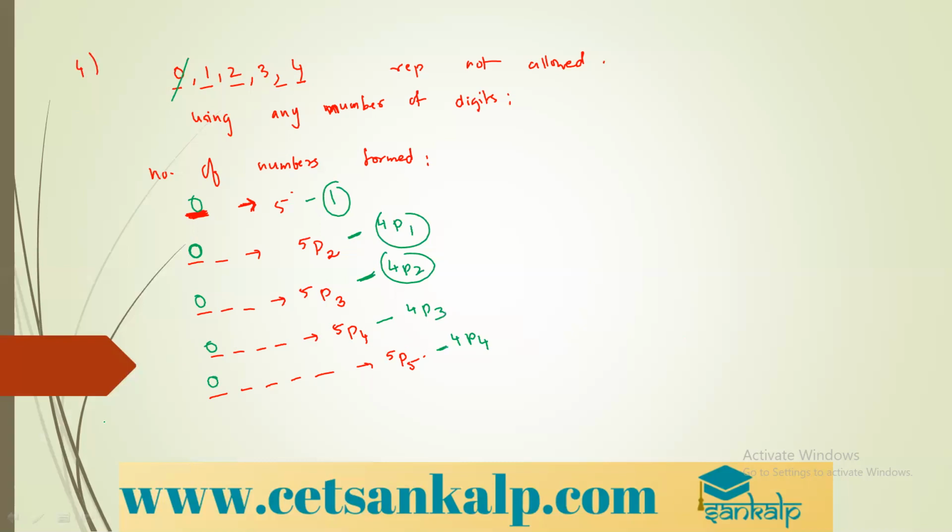So what will the final answer look like? You will have 5 plus 5P2 plus 5P3 plus 5P4 plus 5P5. From all these, you have to minus 1 plus 4P1 plus 4P2. This is 5. This is 5 times 4. This is 5 times 4 times 3. The next one is 5 times 4 times 3 times 2 times 1. And the last one, 5P5.